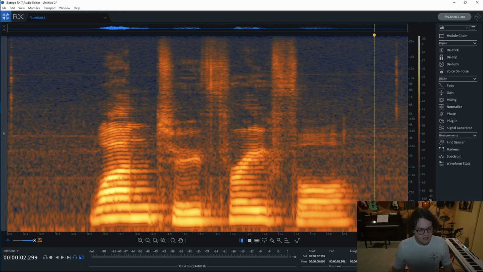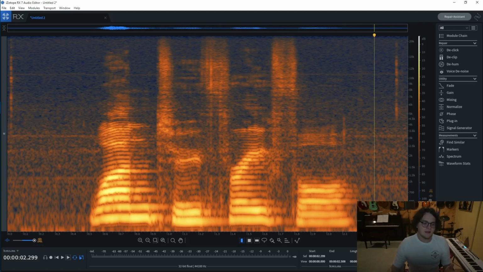And we can see here we have our frequency range going all the way from 100 Hertz up to 20,000 Hertz. So going up, we can see our Hertz, the color is the volume, and obviously going across is our timeline.